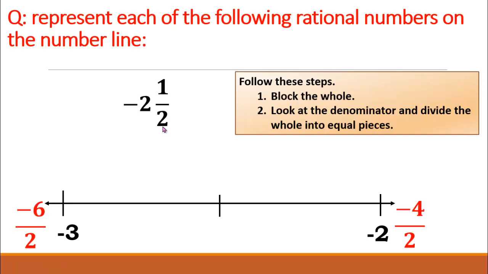Negative 2 is negative 4 over 2, and negative 3 is negative 6 over 2. So the rational number between both of them is negative 5 over 2, and this is 2.5. Because 2 times 2 is 4, and 4 plus 1 is 5, so it is negative 5 over 2.